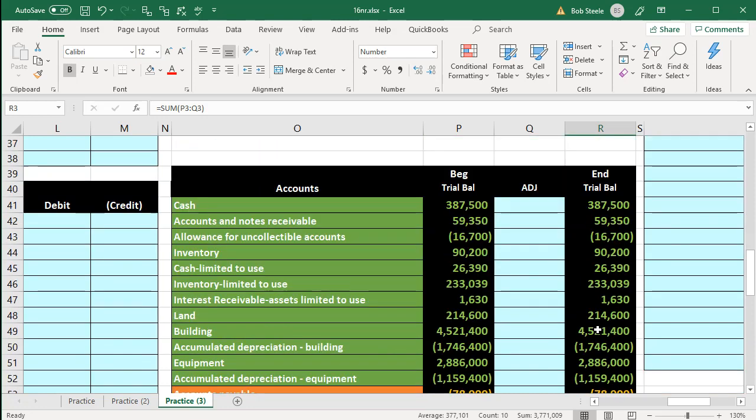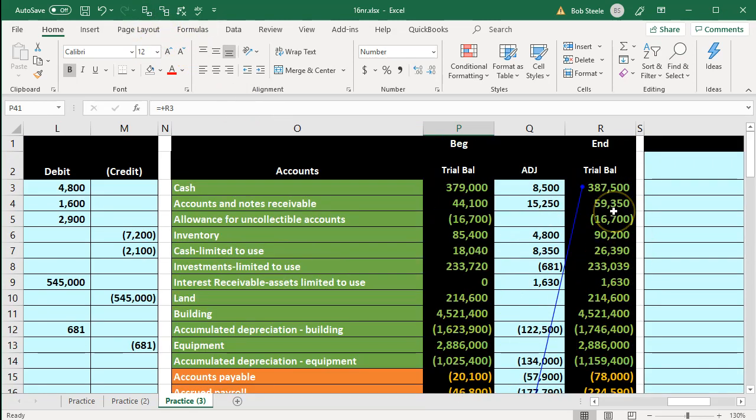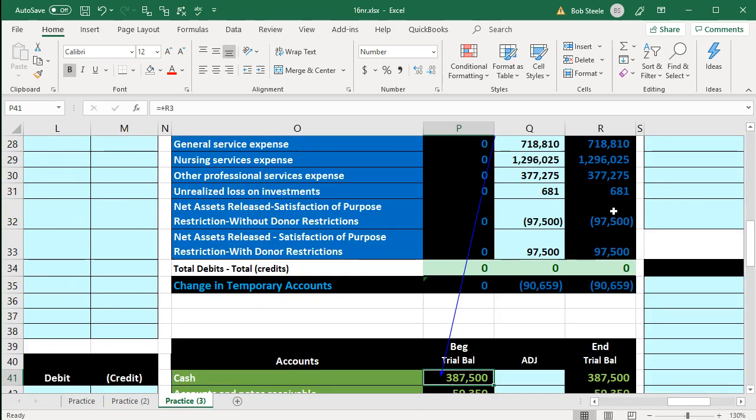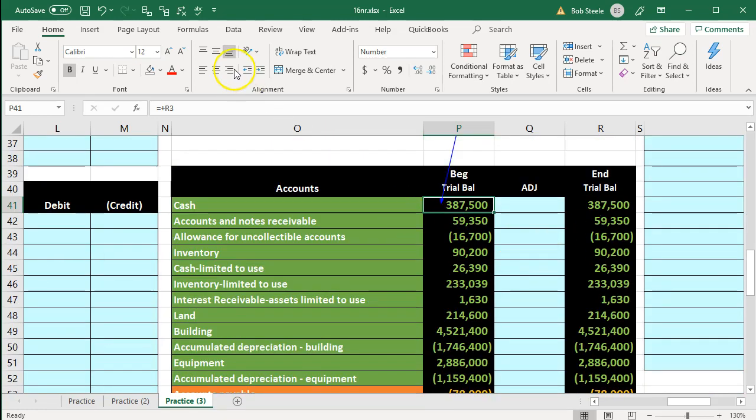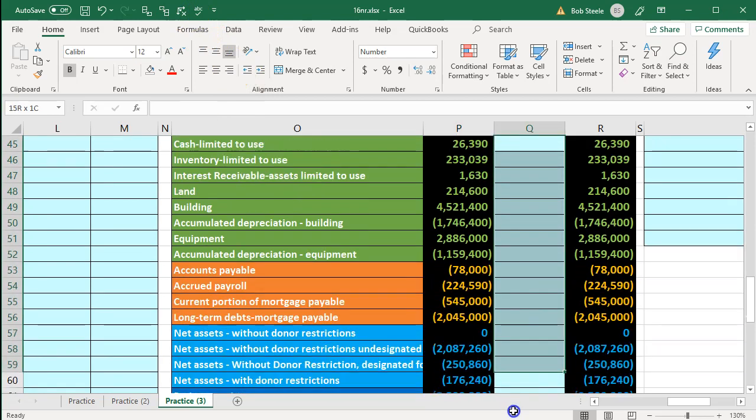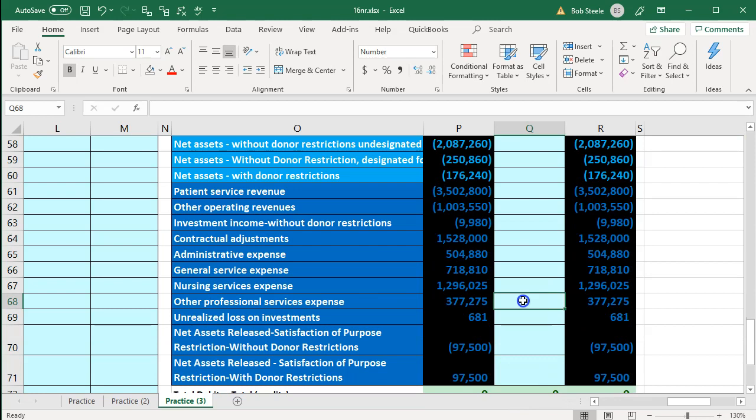So if we scroll down below, we can see we have our beginning trial balance. This is the one that we will be working with in the closing process. These beginning numbers are coming from the ending numbers up top. So those ending numbers up top are our beginning numbers down below. That allows us to enter our transactions related to the closing process in a nice clean format.